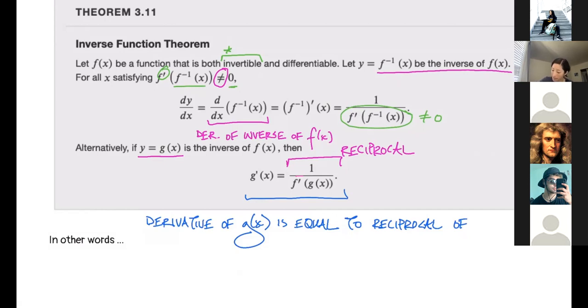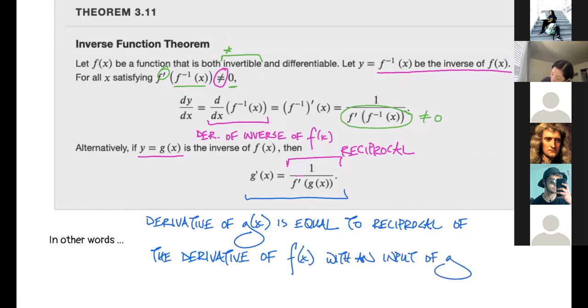Okay, I like this. So the derivative of g of x is equal to the reciprocal of the derivative of f of x with an input of g of x. Okay.